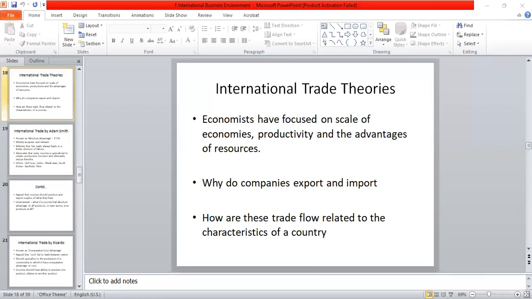International trade theories. Yes. So international trade theories. Let's revise. Economists have focused on scale of economies. So basically, economists focus on scale of economies, not only scale of economies, but productivity and the advantage of resources.